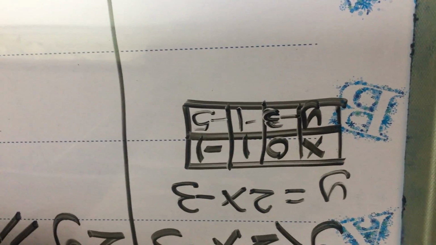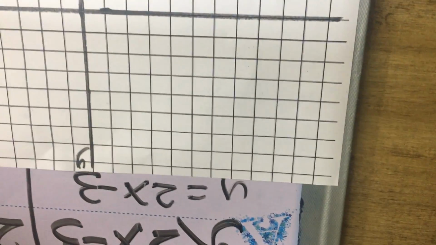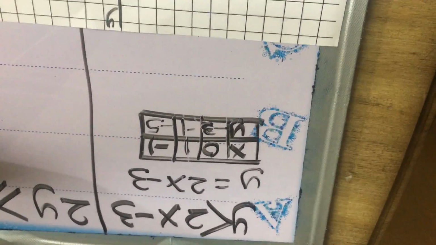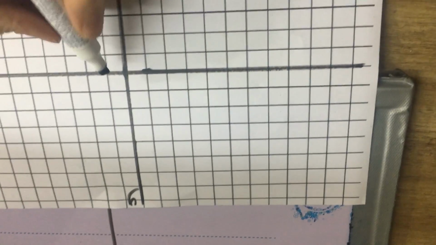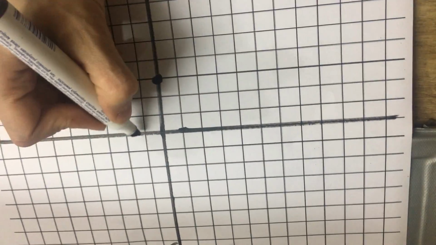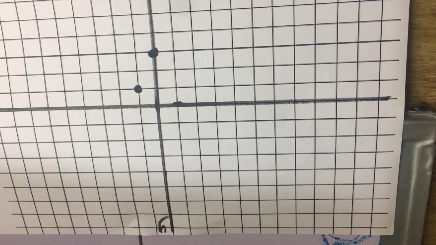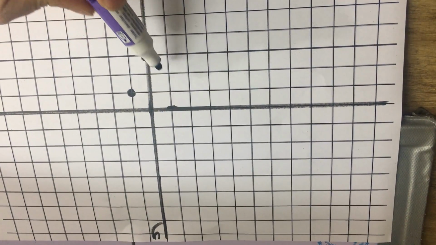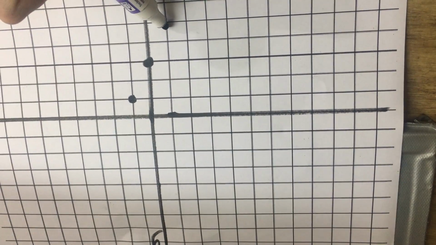We have a graph paper over here. So let's graph according to the points. When x is 0, y is negative 3. So (0, negative 3) is here. (1, negative 1) is here. And negative 1, negative 5. Negative 5 is 1, 2, 3, 4, 5. Here is negative 5.